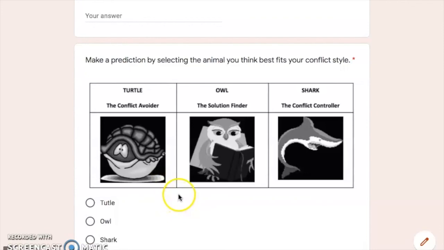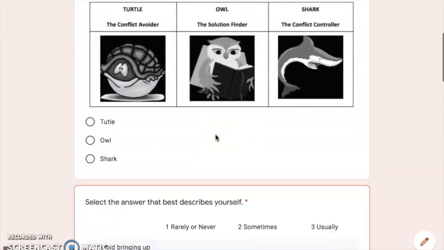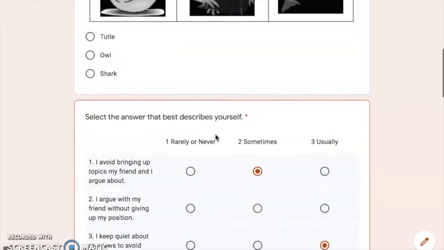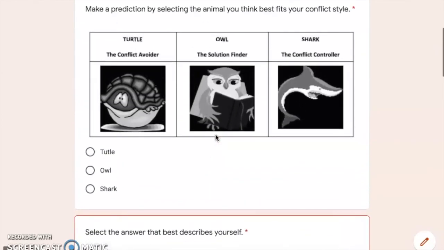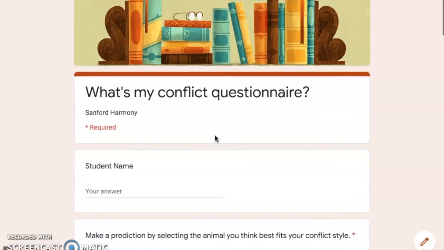And as you go through this, you're going to find that if you are an owl, the owl or that solution finder typically will give you always a positive outcome when resolving conflicts. So as always, you can refer back to this video if you're stuck on anything through this activity. I encourage you to rewatch if you have any other questions regarding lesson 4.2.